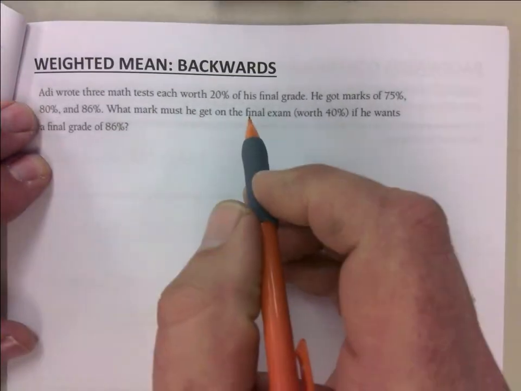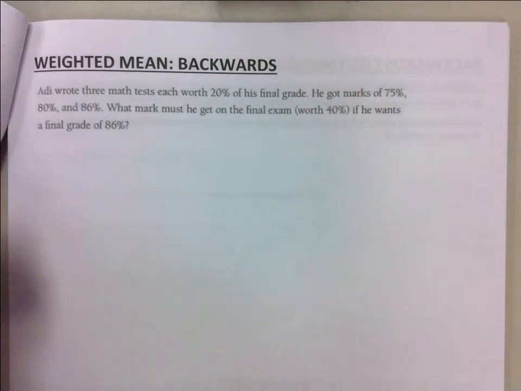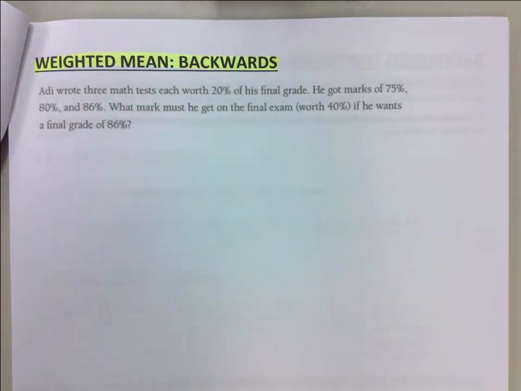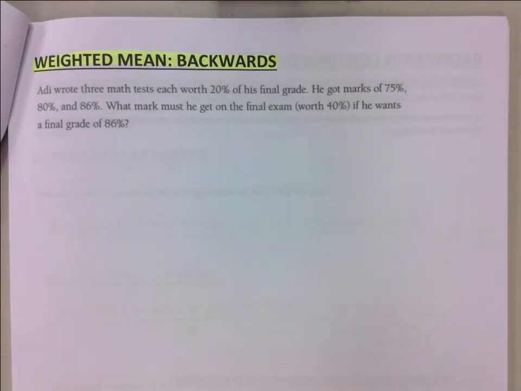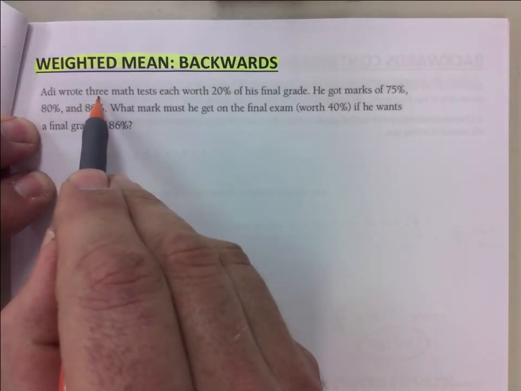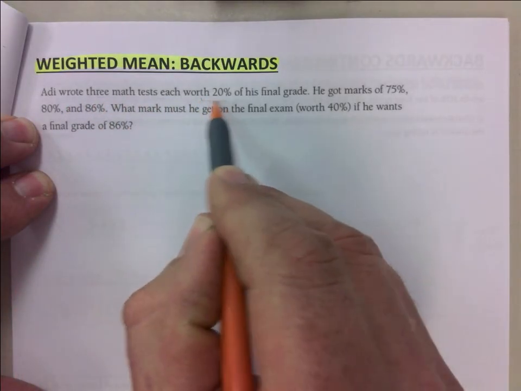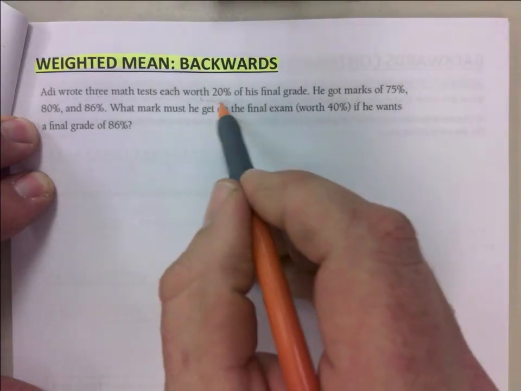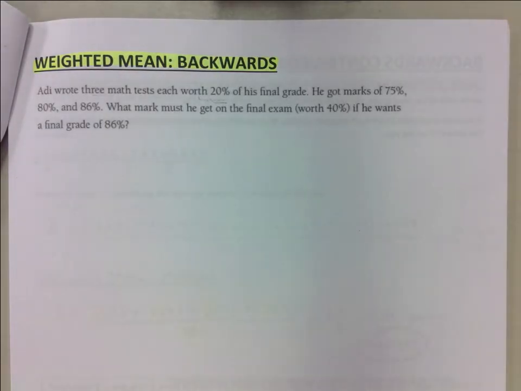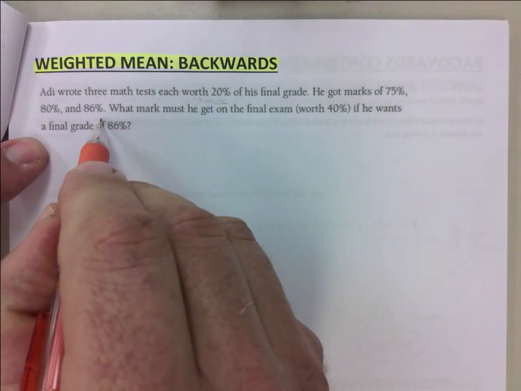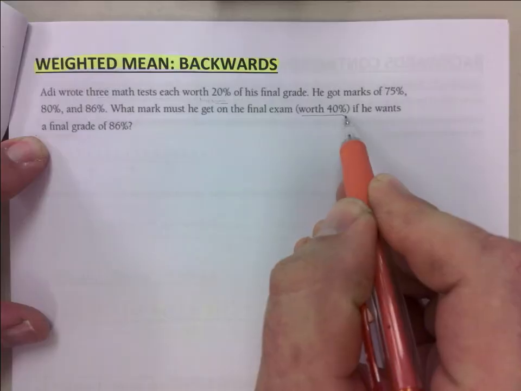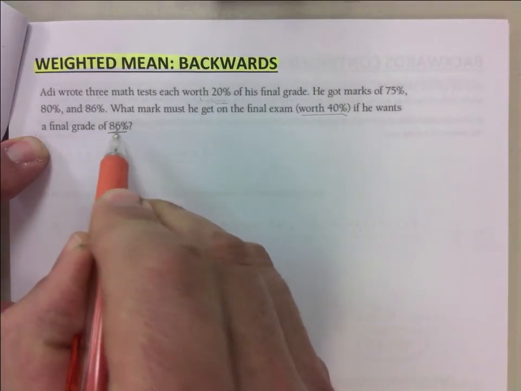Okay, weighted mean backwards. You ready? Most of the time there's a table, so we're going to make a table real quick. Addie wrote 3 math tests, each worth 20%. He got marks of 75, 80, 86. What mark must he get on the final exam worth 40% if he wants a final grade of 86%?